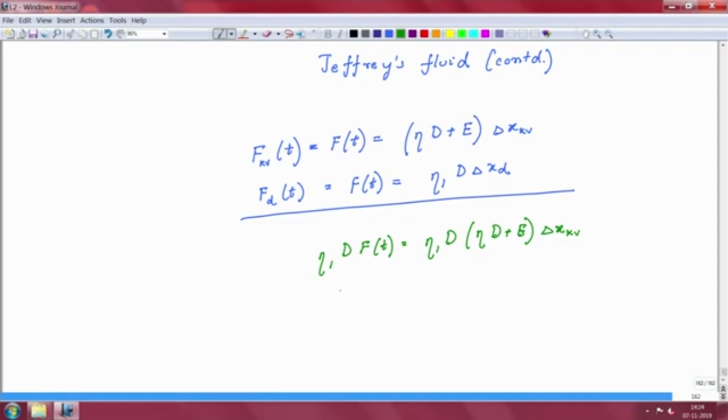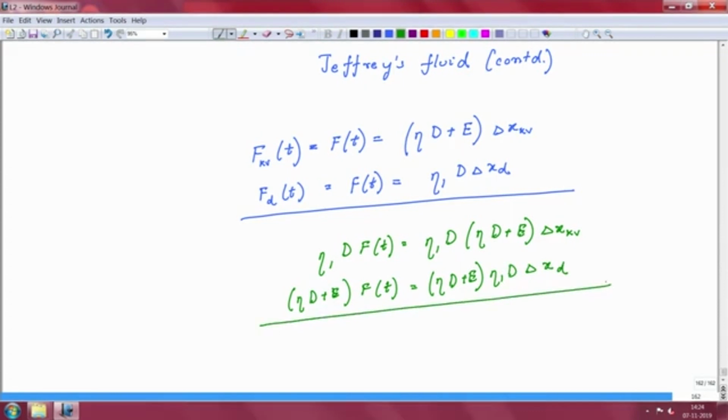And then we have to multiply the second equation with the appropriate factor, which is (eta D plus E). So we have (eta D plus E) f(t) equal to (eta D plus E) eta 1 D delta x of the dashpot. Now you can add these together. So the addition is now possible.